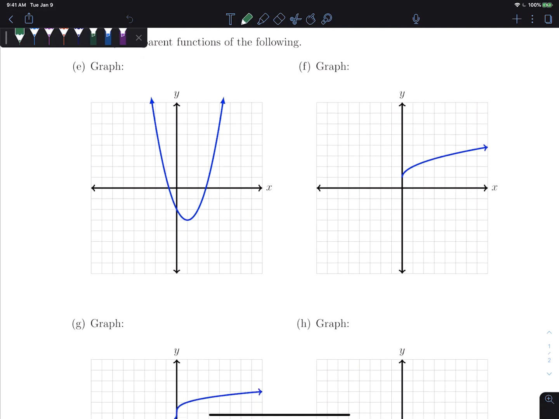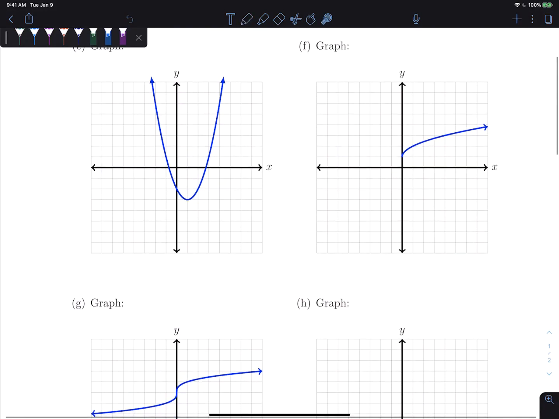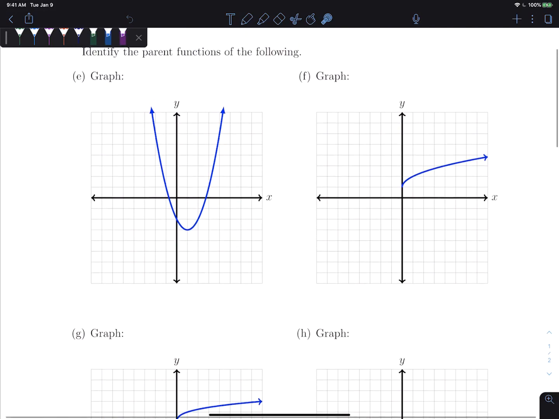So looking at letter E, we have a graph that looks kind of U-shaped. And if you remember, a U-shaped graph should be a quadratic function. So the parent function here is going to be y equals x squared. And that's the quadratic function, and its parent function looks like that, basically. So this is a quadratic.